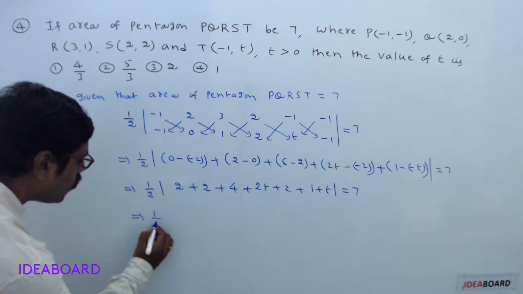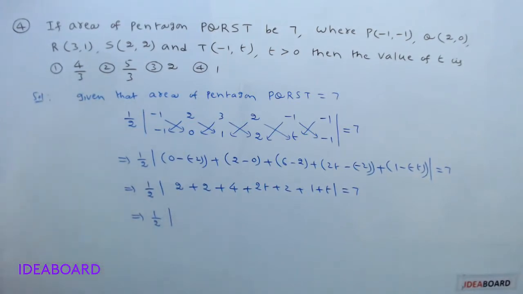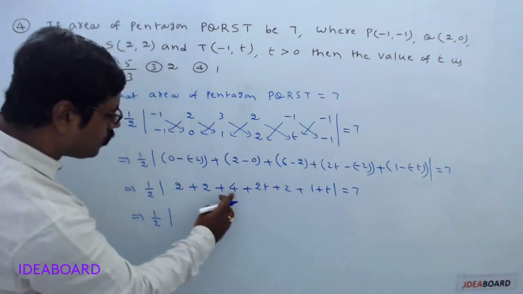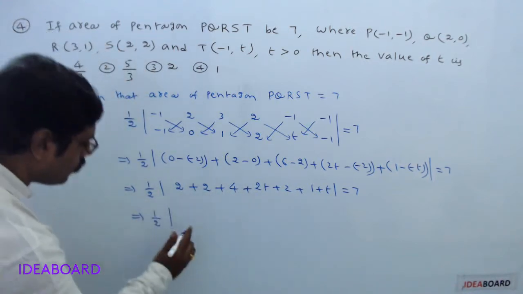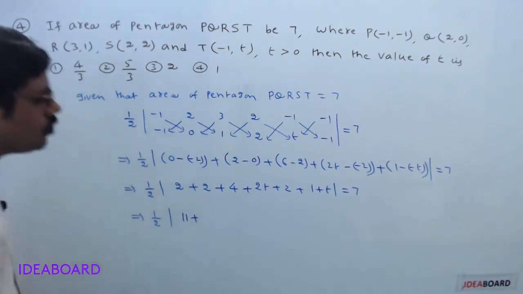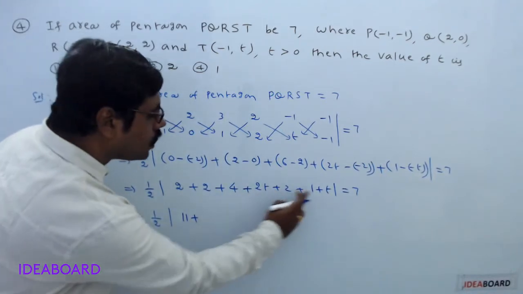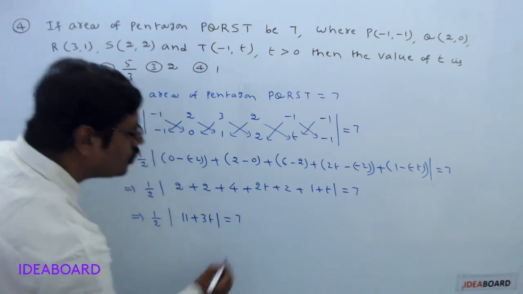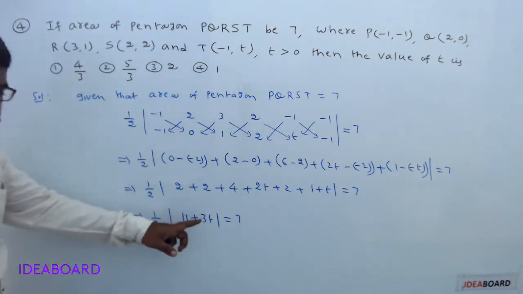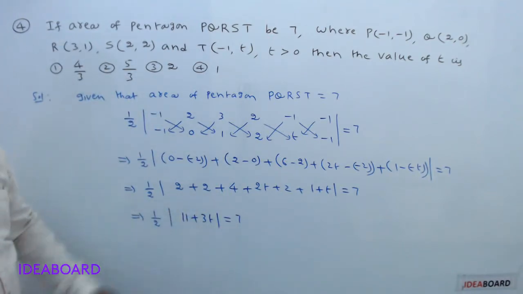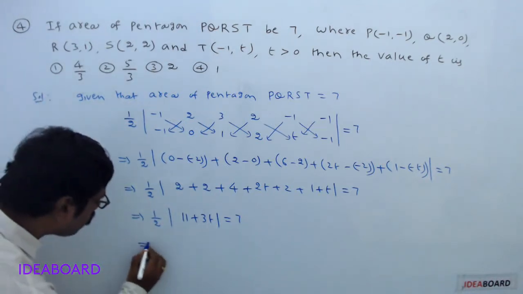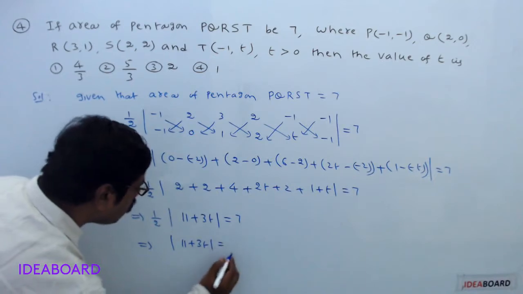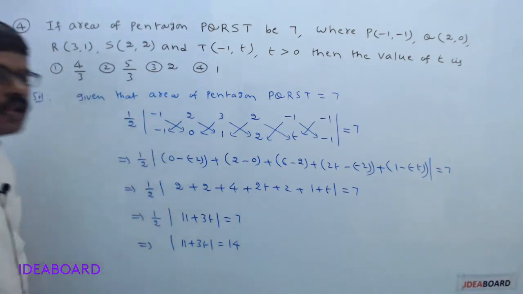Now from this, half modulus of, what about the constant terms? 1 plus 2, 3, 3 plus 4, 7, 9, 11. So 11 plus, this is a 2t plus t, 3t, equal to 7. Multiply this equation on both sides with a constant 2. So from this, modulus of 11 plus 3t equals to 14.